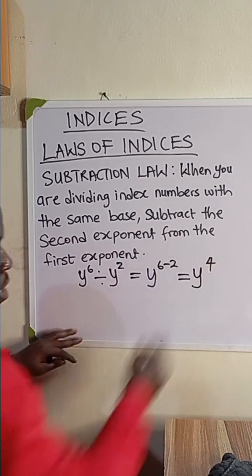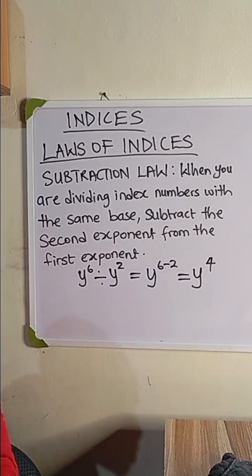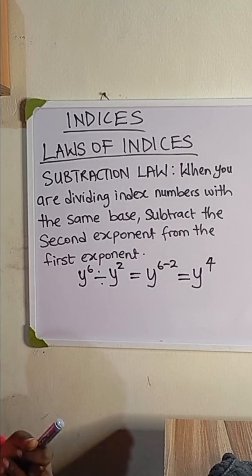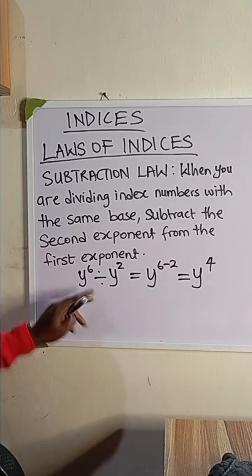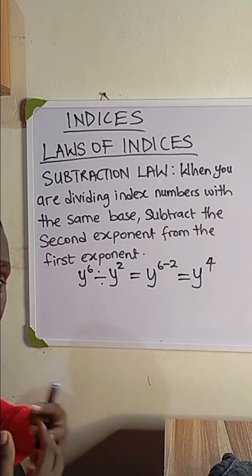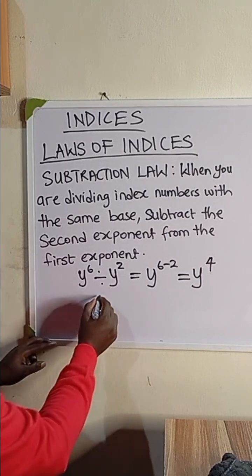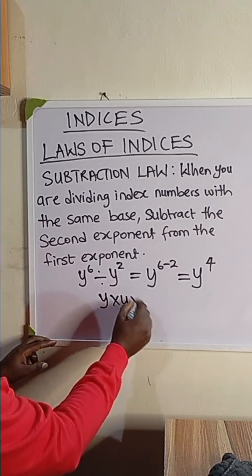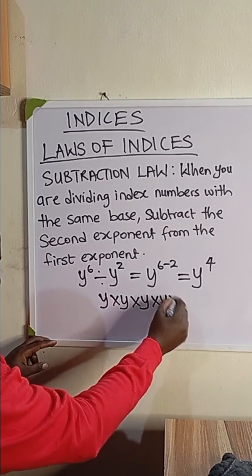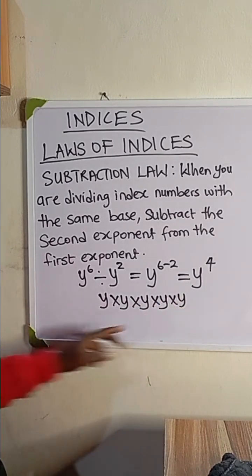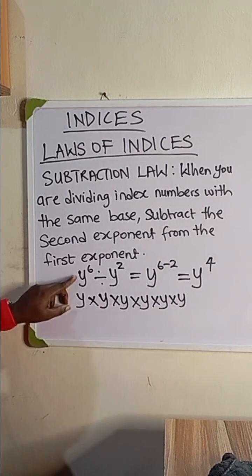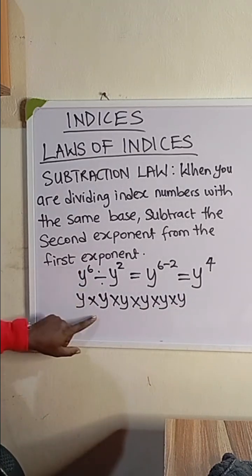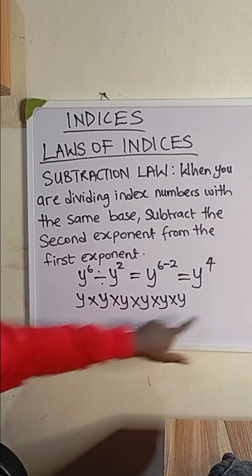Very simple. How do we know that what we are doing is correct? Remember, y to the power of 6 is y times y times y times y times y times y. Y to the power of 6 means y is multiplying itself 6 times. So 1, 2, 3, 4, 5, 6.